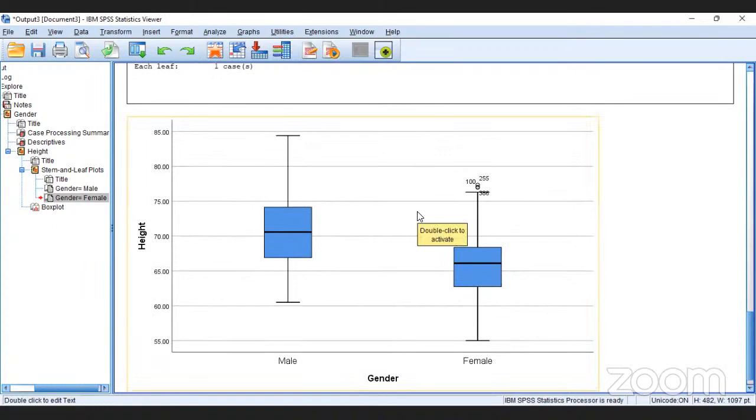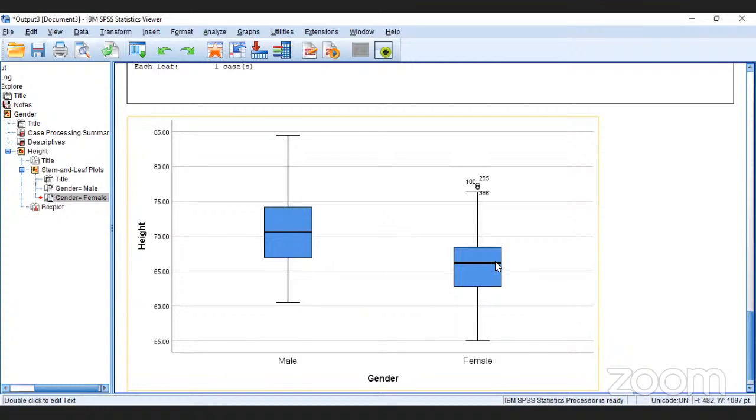box plot. Now the box plot helps us to compare. We're comparing them on a single chart, right? Now we want to compare the 2 groups, male and female. Generally, what do we notice? That the median for men is higher than that of women, right?